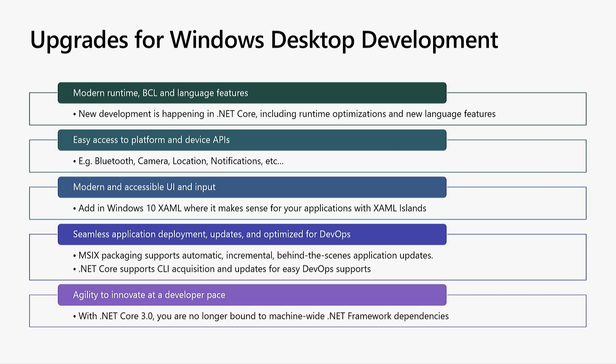Just by show of hands, how many of you had to wait to adopt a later version of .NET Framework in your applications simply because your enterprise wasn't updated to that version of .NET Framework? Exactly. So with .NET Core, that goes away entirely. You can update at your own pace.